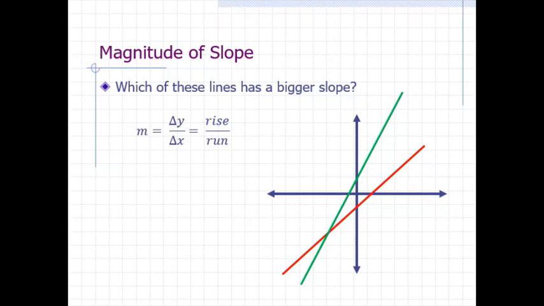To save time, let's examine the points where the lines intersect. Let's see what happens for this much run. We can see that the red line rises by this much, and the green line rises by this much. Therefore, the green line has a bigger slope. All we have to do to compare slopes is to compare the steepness of the lines. The steeper line has a larger slope.